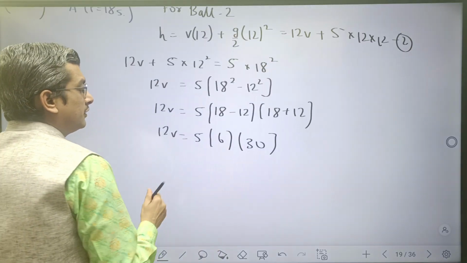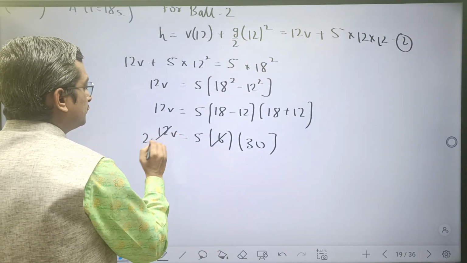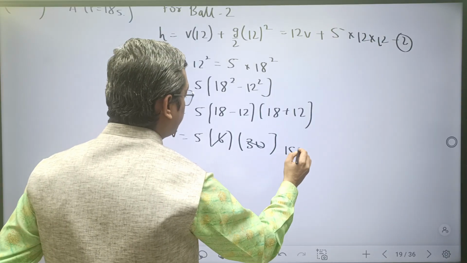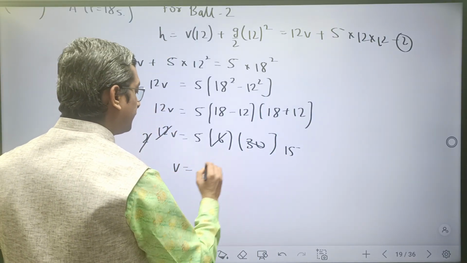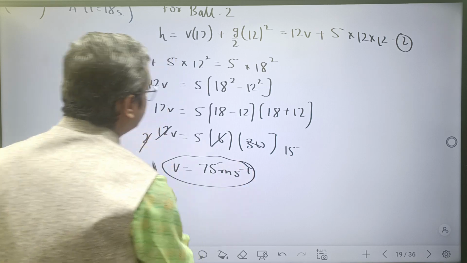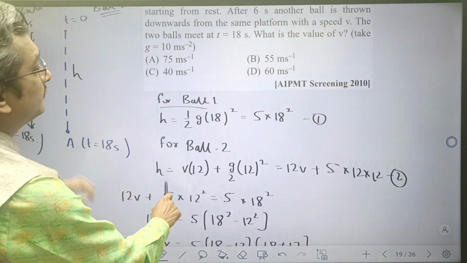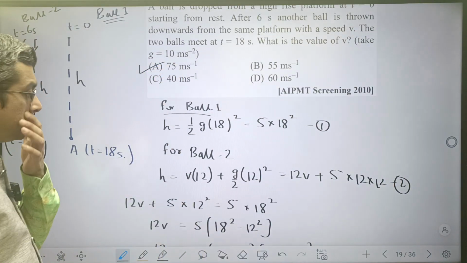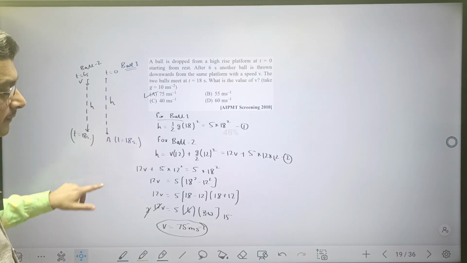So this will be 6 ones are, 6 twos are, 2 ones are, 2 15s are. So v is equal to 15 fives are 75 meter per second. So this is the answer, isn't it? 75 meter per second, option A. You can take a screenshot if you wish.